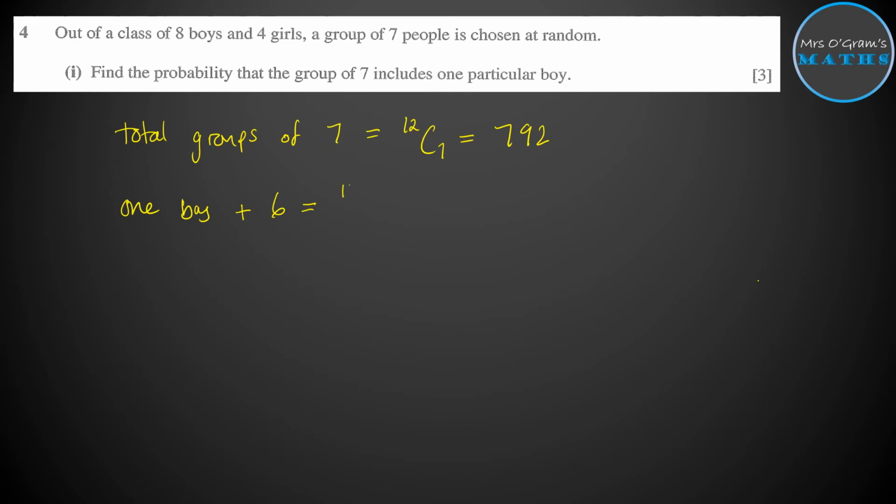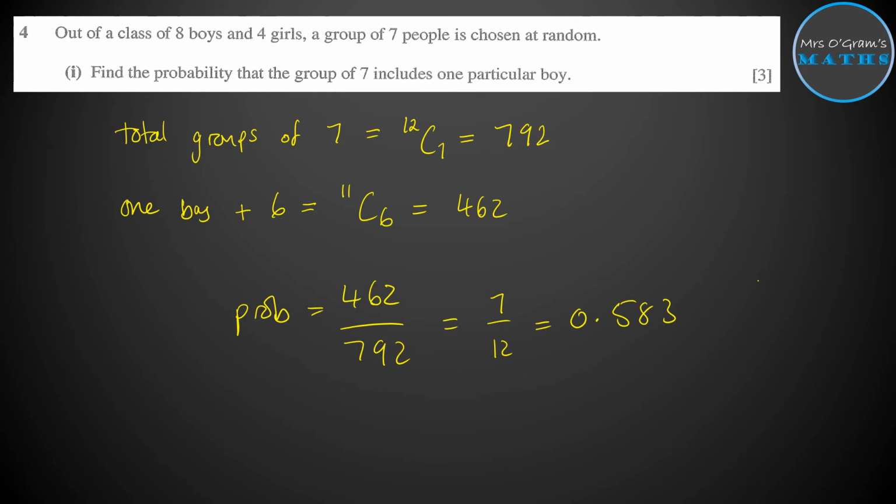So choosing that 6, we've got 11 left to choose from. So that comes to 462. So the probability comes to 7/12.